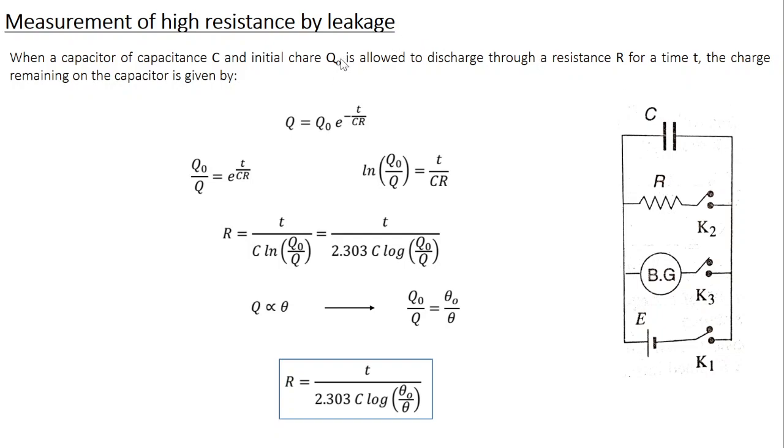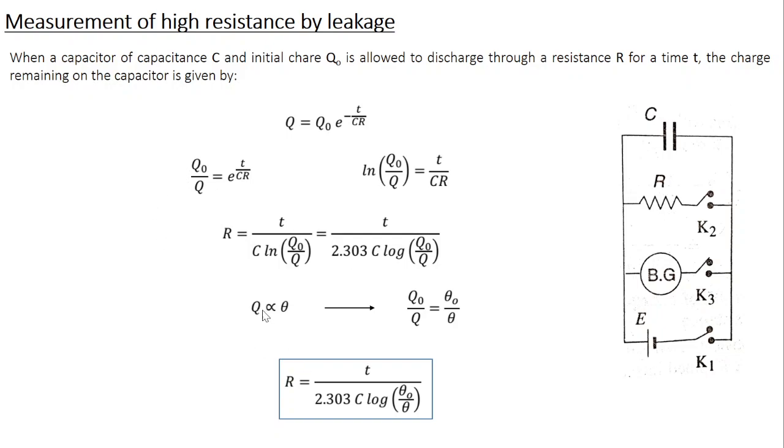So initially it was Q naught. After a time T, it becomes Q. You want to measure Q, you cannot measure it directly. So what you do, you measure the deflection theta corresponding to Q. For that, you open K2 and close K3. Now the capacitor is connected to BG. The charge remaining on the capacitor, Q, passes through the ballistic galvanometer and you can measure the corresponding deflection theta.